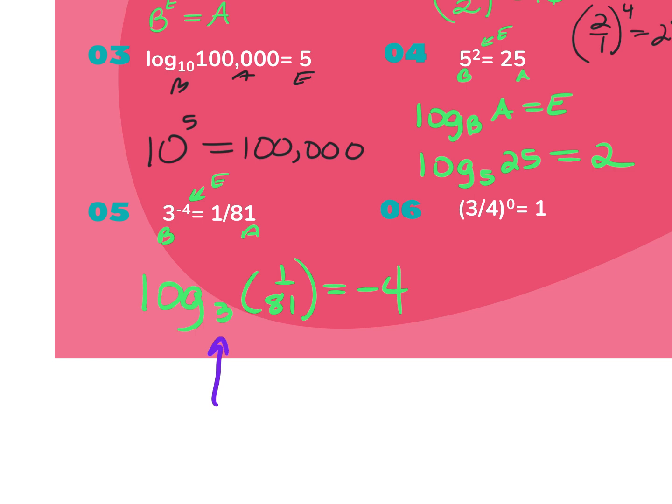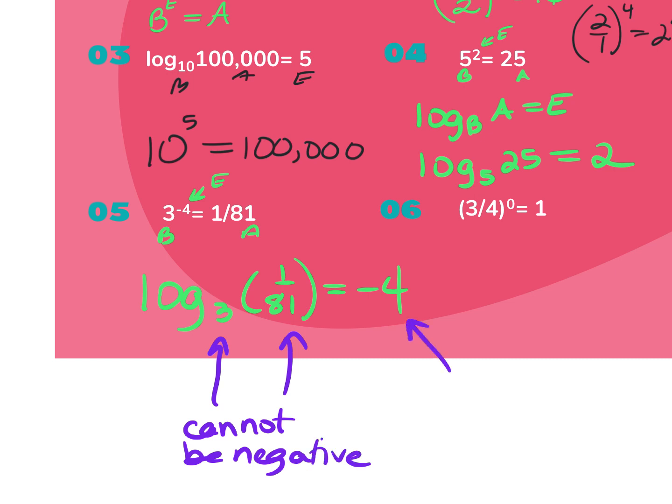Now, one thing to keep in mind, whenever you're evaluating these logs, the base and the number that you're taking the log of, these two numbers cannot be negative. However, the answer to the log can be negative. So just a little visual to help you remember some things.